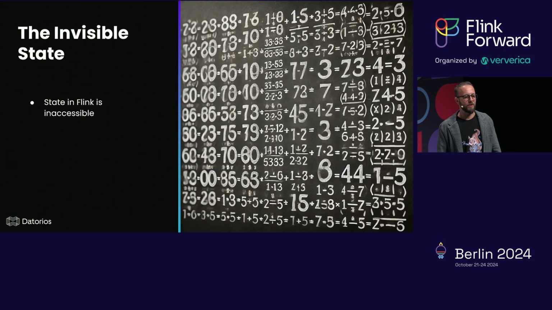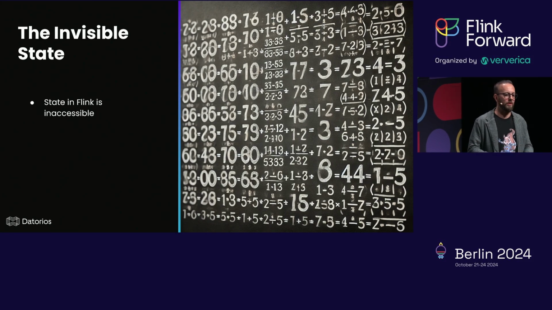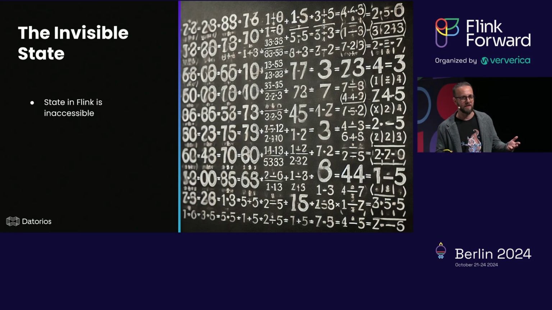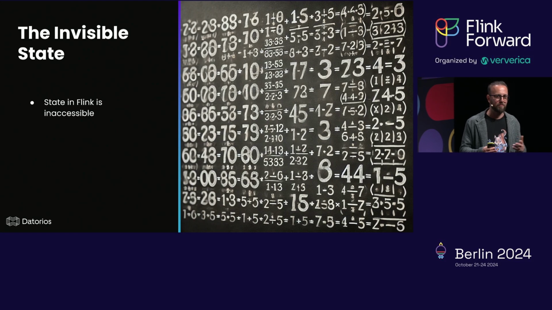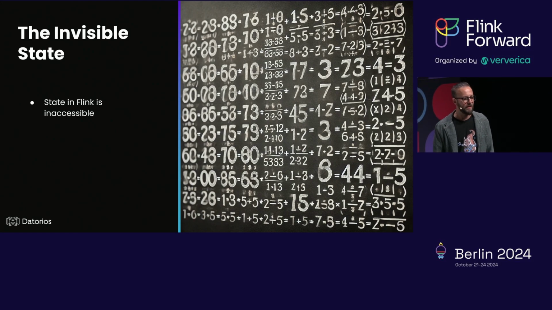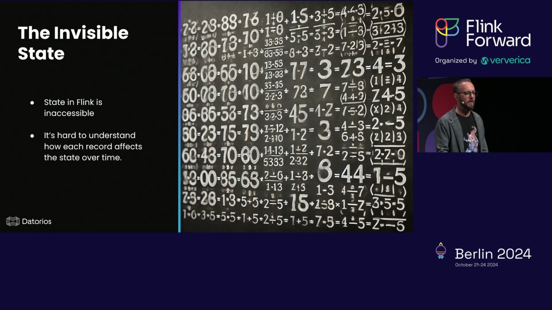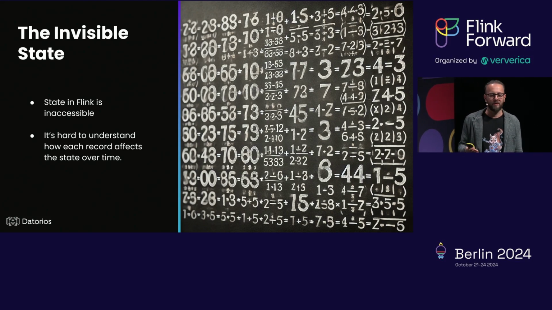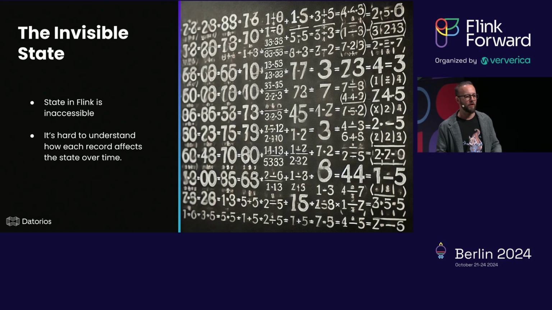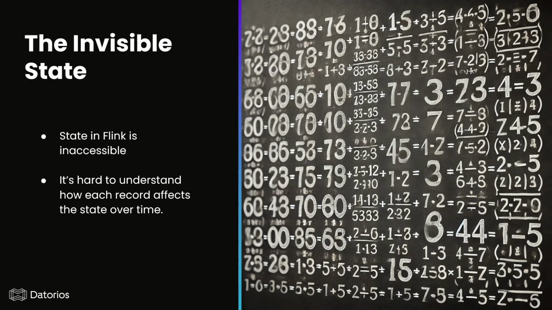The third challenge, which in my opinion is the most challenging one, well, it's Flink state, which is hidden. Each record interacts with it and affects the state, but there is no easy way to see how or understand what's being stored at any given moment. Without visibility into the state, it becomes super difficult to pinpoint how specific records contributed to a failure.